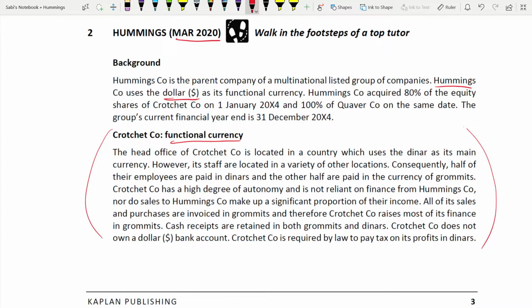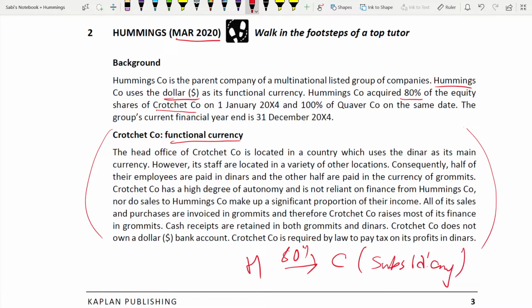Why? Because sometimes the subsidiary uses that as their functional currency, depending on certain factors. If it's present, yes, otherwise no. Humming acquired 80% of Crochet. That means it's a subsidiary. So you can even make a note somewhere: Humming has acquired 80% of Crochet, so it's a subsidiary.